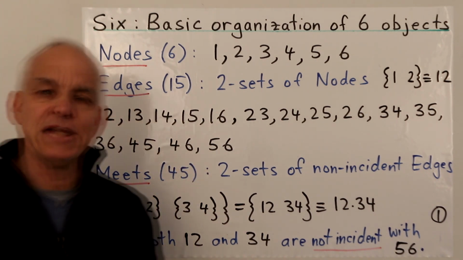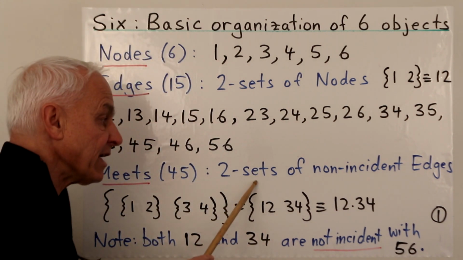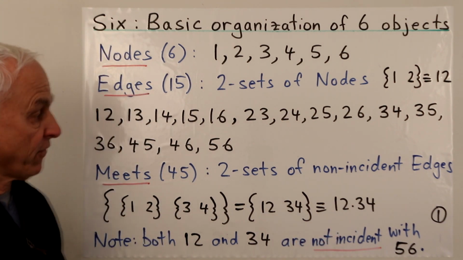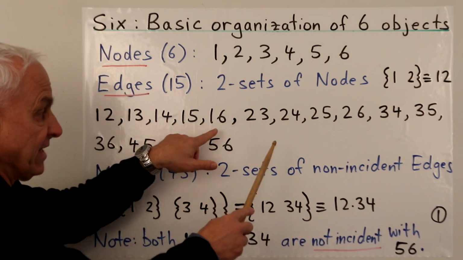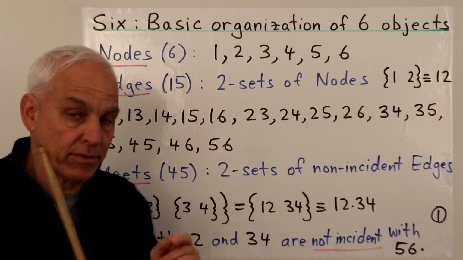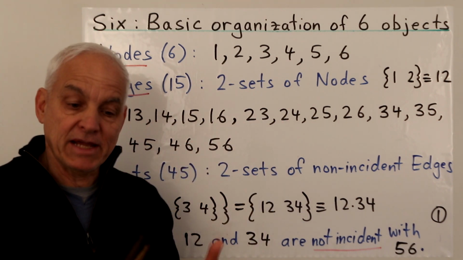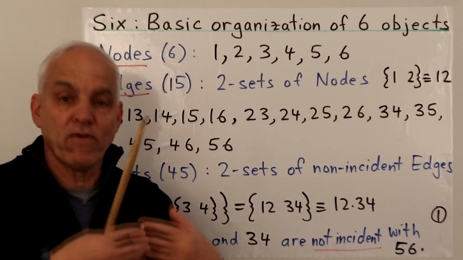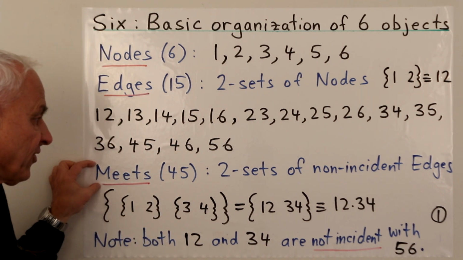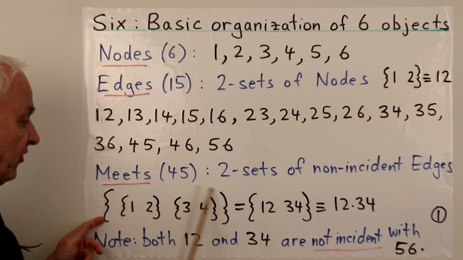And then we introduced the idea of a meet. What was a meet? A meet was a two-set of non-incident edges. First of all, we say that two edges are incident, say like 2, 3, and 2, 4, when they share a node. While 1, 6, and 2, 4 are non-incident because they don't share a node, they don't overlap, they don't intersect as sets. So a meet is a two-set of non-incident edges. For example, this thing here is a meet.